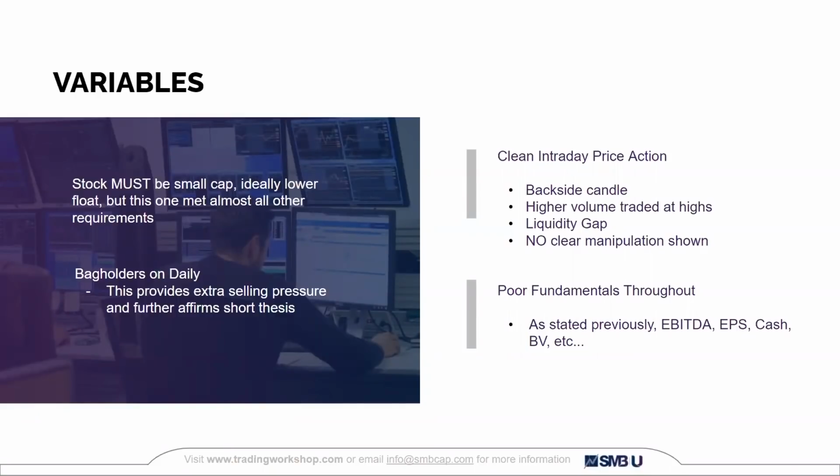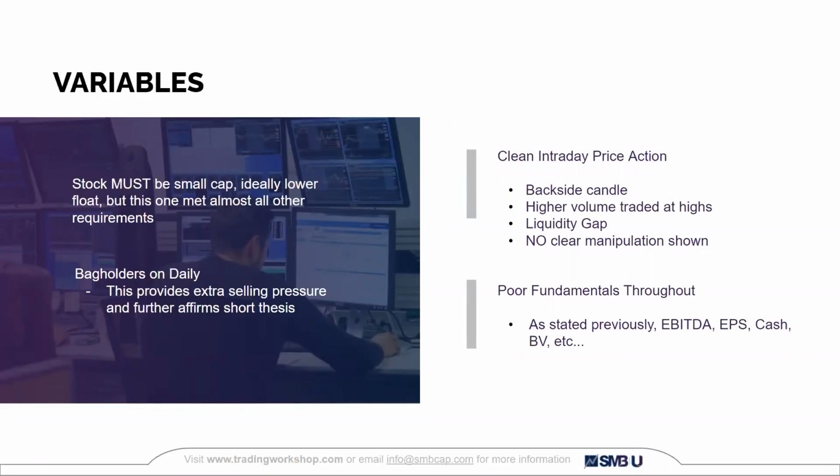And on the next slide, we're going to go through the price action. So the backside candle, there was a backside candle with high volume. The higher volume trade at the highs, so all that liquidity that occurred at the highs will be selling as the price goes down.